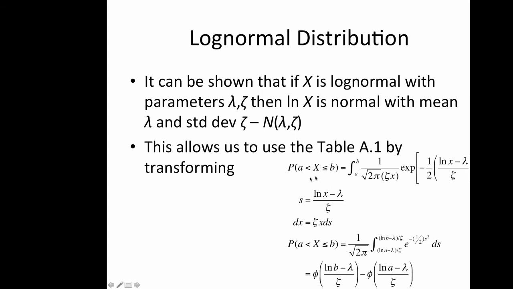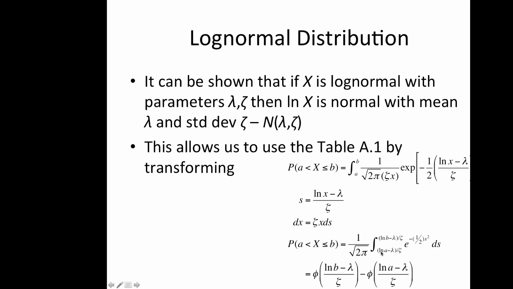So here we've got the probability that x is greater than a and less than or equal to b is simply going to be the integral of the PDF, in this case the log-normal PDF. And we make the transform by substituting in s for what's in the parentheses, natural log of x minus lambda over zeta, and we change dx to zeta x ds. And then we end up with this result right here, which looks an awful lot like our standard normal distribution, where table 8.1 in our book is derived from.